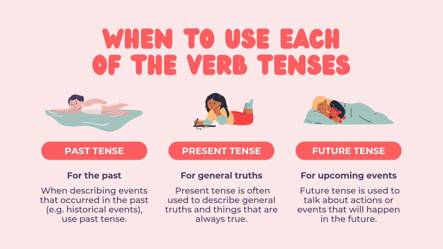When to use each of the verb tenses? For past tense, when describing events that occurred in the past, for example, historical events, we use past tense. For general truths, we write in present tense, and upcoming events are written in future tense.